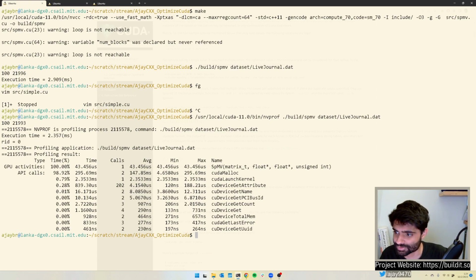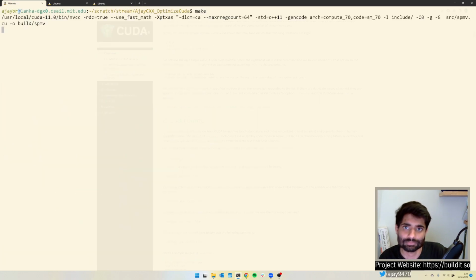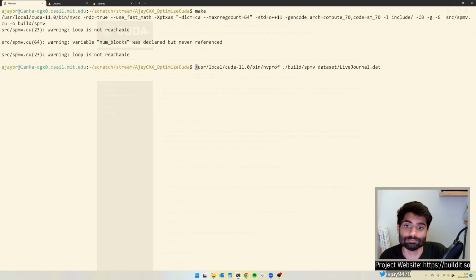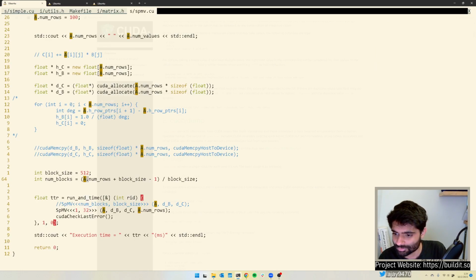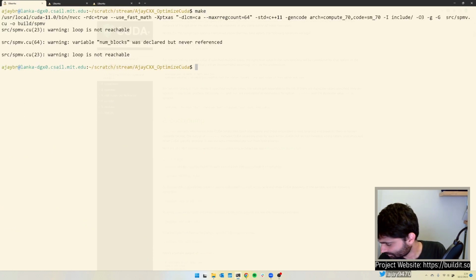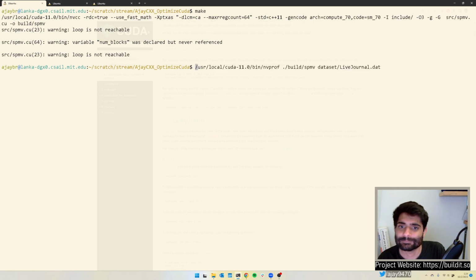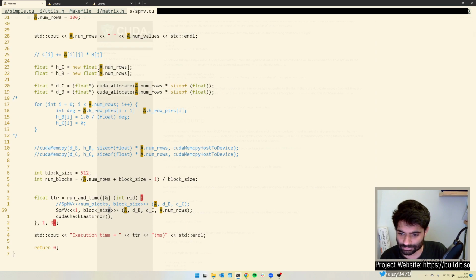The SPMV kernel does run this time, and it does print RID equals 0, which is good. If I run one kernel, what happens if I run 32 threads? It does run 32 threads. That's good. What if I run block size number of threads? Let's run threads. Single blocks.